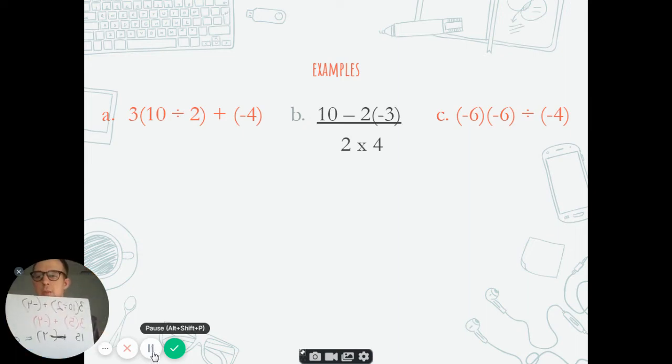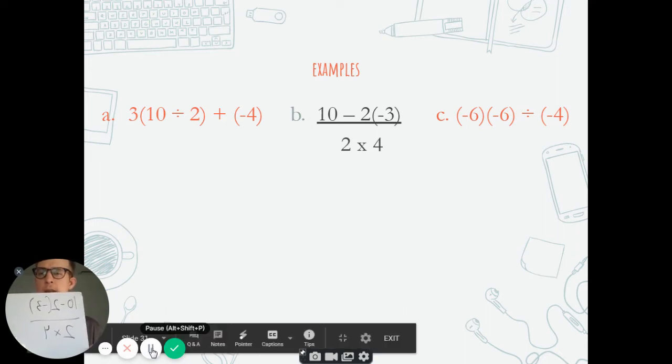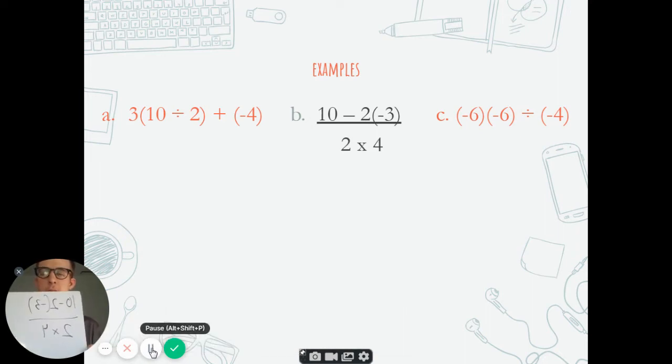Okay, let's take a look at the second one. So it's 10 minus 2 times -3 over 2 times 4. So remember what we said. We have to treat what's on the denominator and the numerator as if they're in brackets. So I'll put that in brackets, and I'll put that in brackets, imaginary brackets, pink brackets. So before we start dividing what's on the top by what's on the bottom, we have to solve what's on the top and solve what's on the bottom, and then we can simplify or divide that fraction.